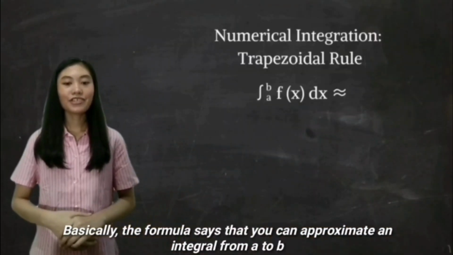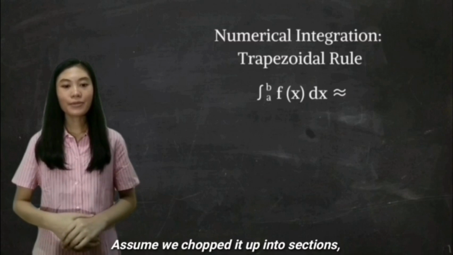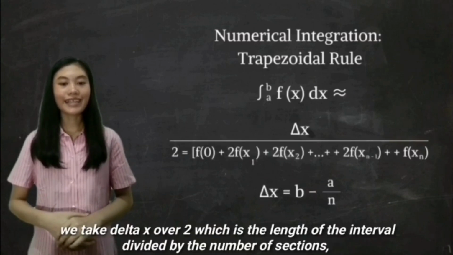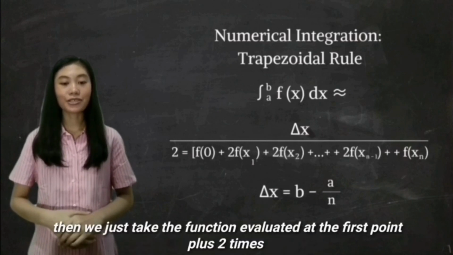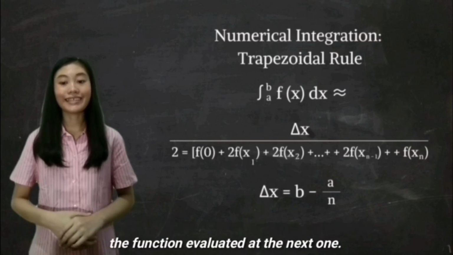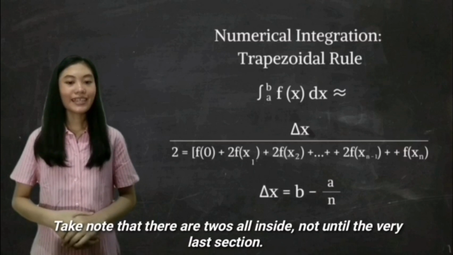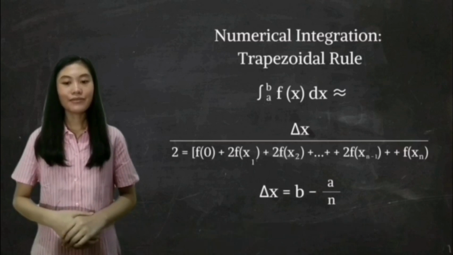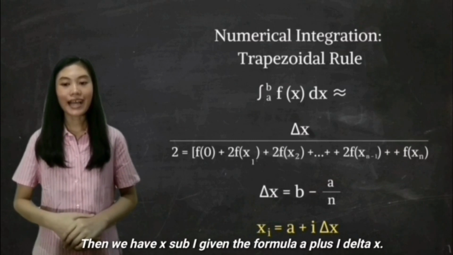Basically, the formula says that you can approximate an integral from a to b. Assume we chop it up into sections. We take delta x over 2, where delta x is the length of the interval divided by the number of sections. Then we just take the function evaluated at the first point plus 2 times the function evaluated at the next one. Take note that there are 2's all inside, until the very last section. Then we have x sub i given by the formula a plus i delta x.